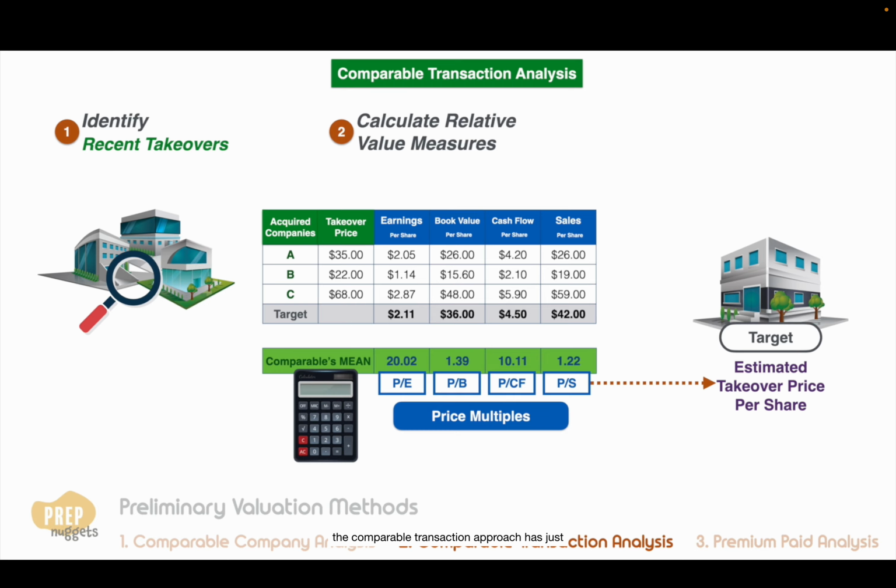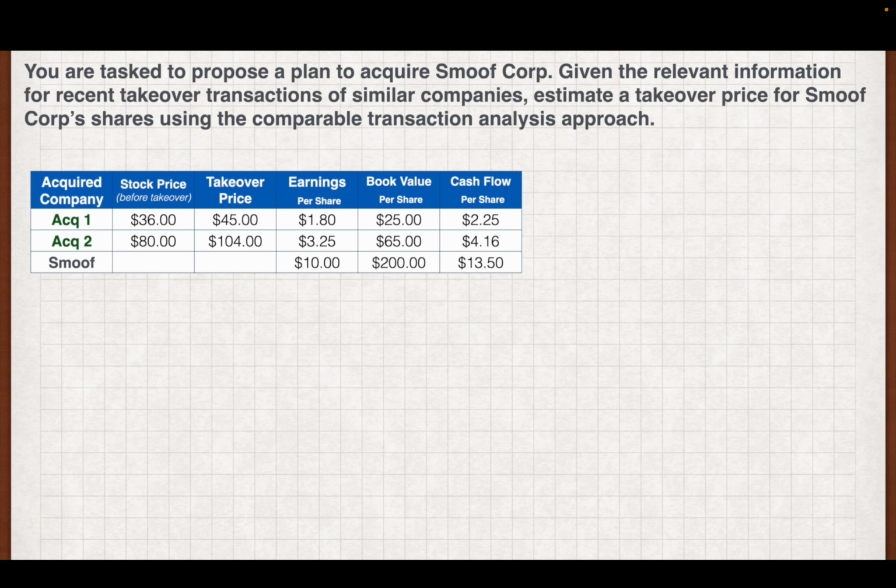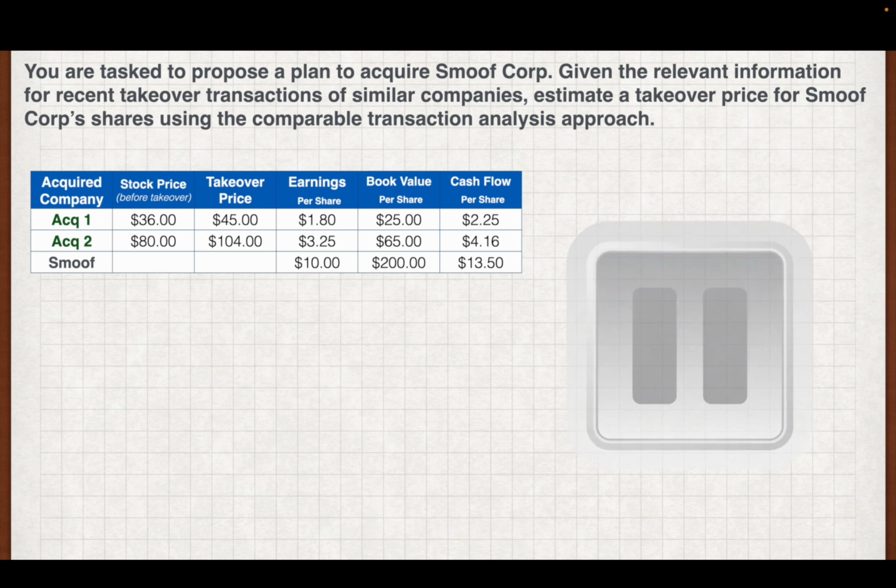So essentially, the comparable transaction approach has just 2 key steps. Since the steps are so similar to comparable company analysis, let's jump straight into the practice. You were tasked to propose a plan to acquire Smooth Corp. Given the relevant information for recent takeover transactions of similar companies, estimate a takeover price for Smooth Corp shares using the comparable transaction analysis approach. Pause the video now and work out your answer.